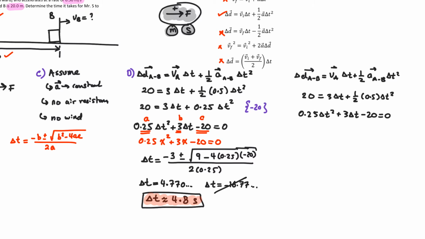And then from here, you can say, using a scientific calculator, the answer for delta t is 4.77 dot dot dot or negative 16.77 dot dot dot. This cancels out, and delta t therefore is 4.8 seconds approximately.